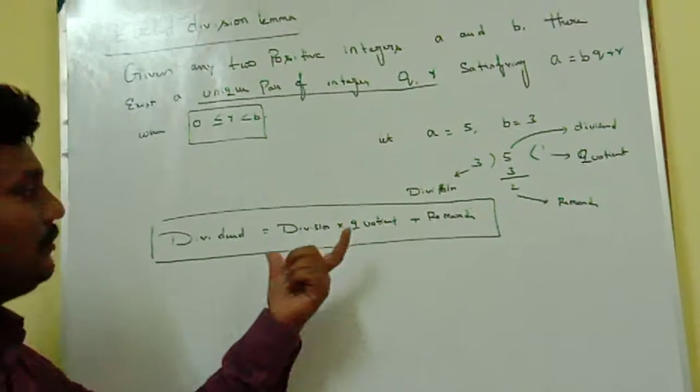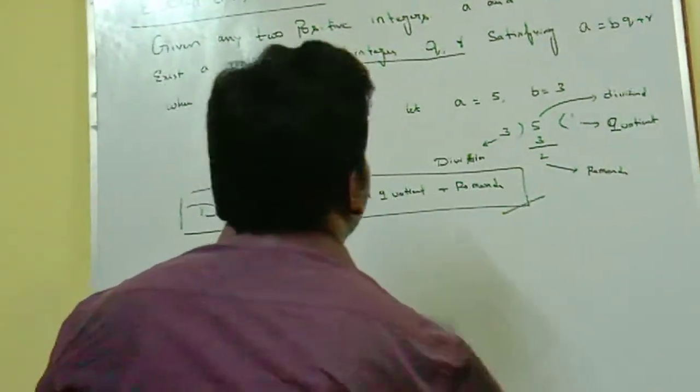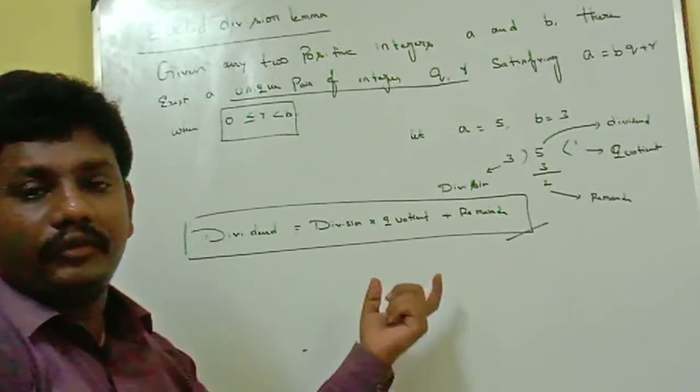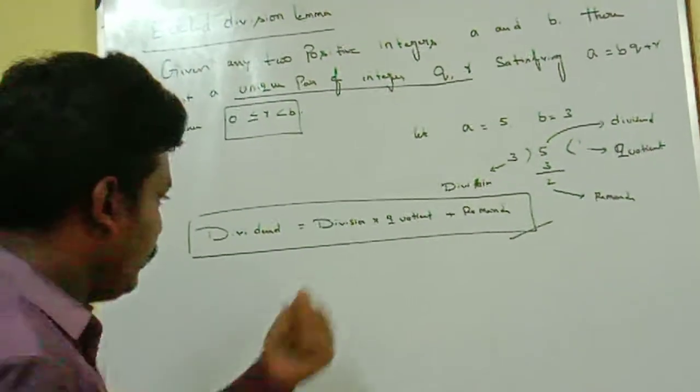So dividend is equal to divisor into quotient plus remainder. This is called division lemma, Euclid division lemma. By using this Euclid division lemma, we can find some applications. What are the applications? Right now we are going to discuss.